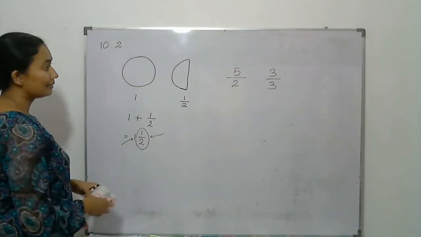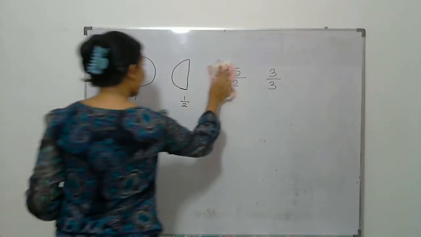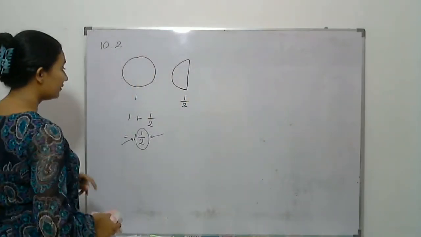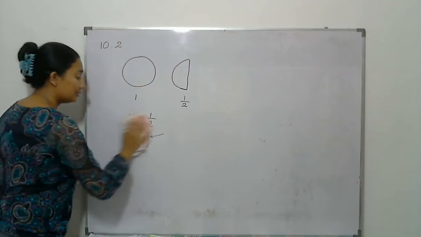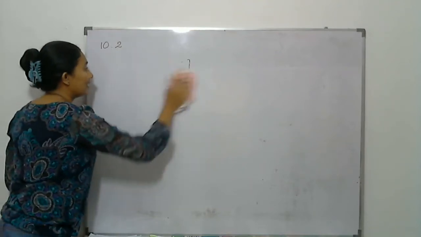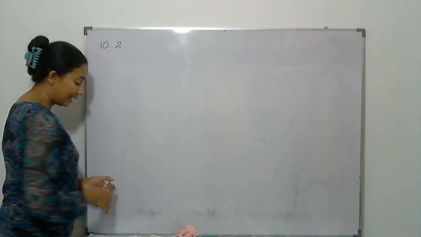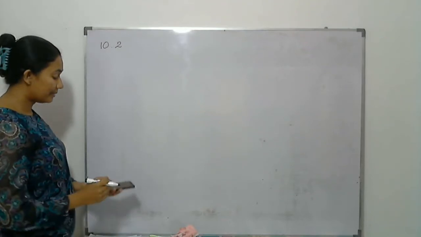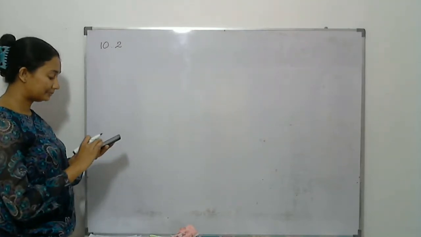Now, there is a relationship between mixed numbers and improper fractions. Now, we are going to find the relationship. Now, in your textbook, they have given you another example using some guavas.